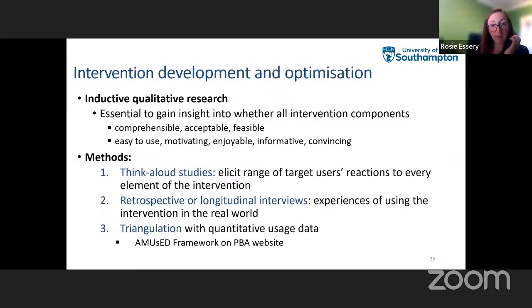So there are several specific methods that we tend to use quite regularly. Think aloud studies, which I'm going to talk about in more detail shortly. And these really help us to elicit target users' reactions to kind of every element of the intervention content. We also tend to combine these with retrospective or longitudinal qualitative interviews to explore users' experiences of the intervention in more real world type settings. And then finally, triangulation with quantitative data, and with digital interventions this is often usage data that you can collect about how many times people access certain pages, whether there are certain sections they're using, how long they spend on these pages.